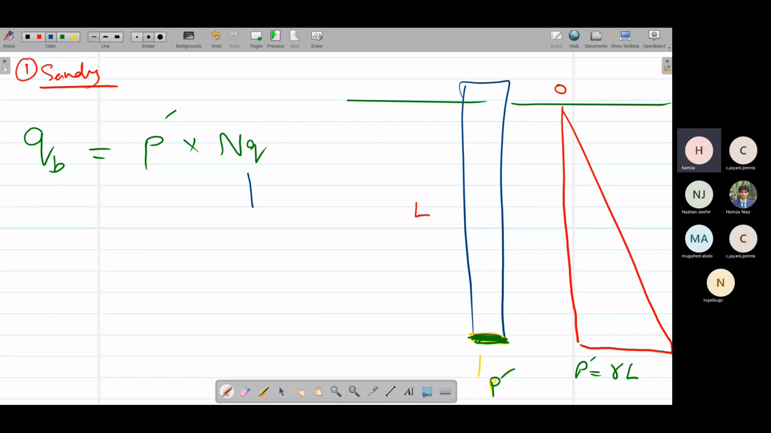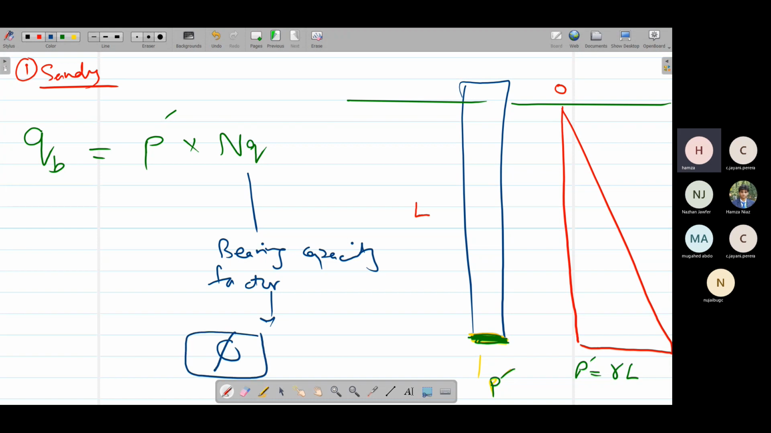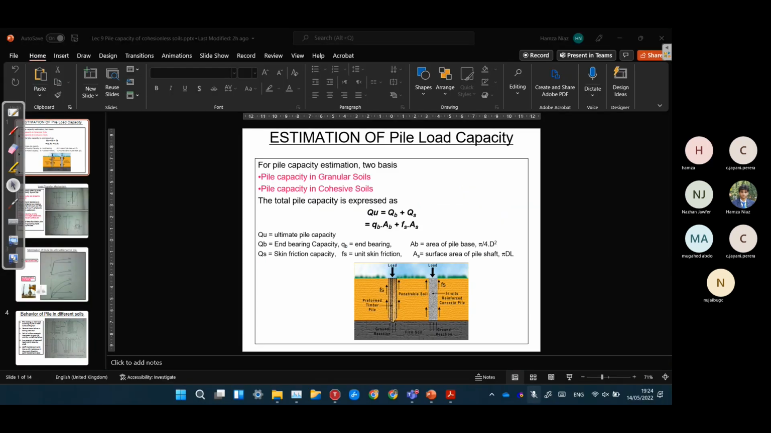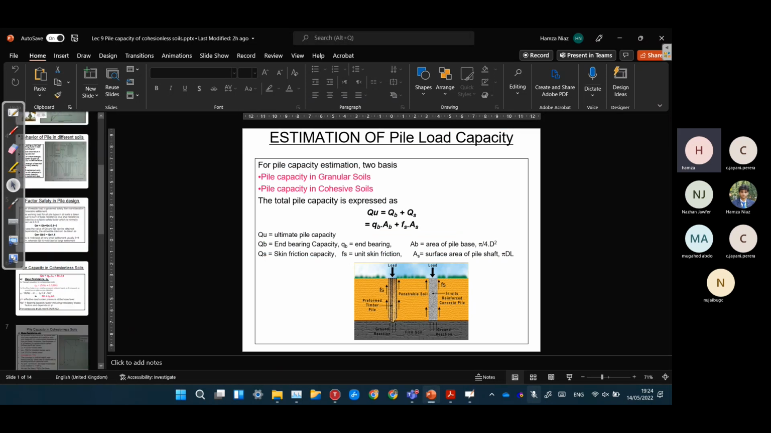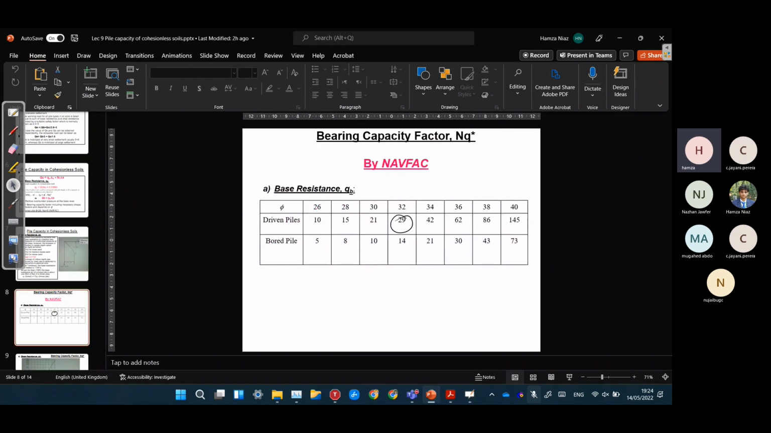What is NQ? NQ is the bearing capacity factor. And how will we get this value? We'll get this value corresponding to different phi values. Phi is the angle of internal friction of the soil. So if we know the phi value, we can go to this table and find the NQ value.